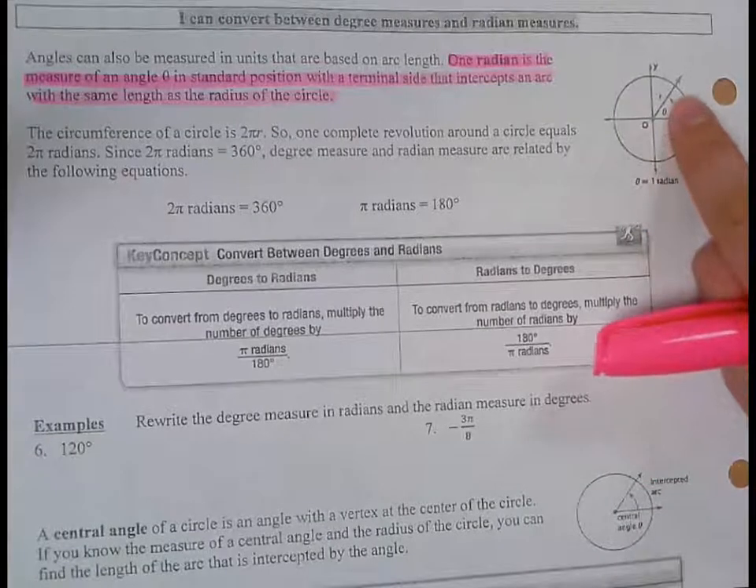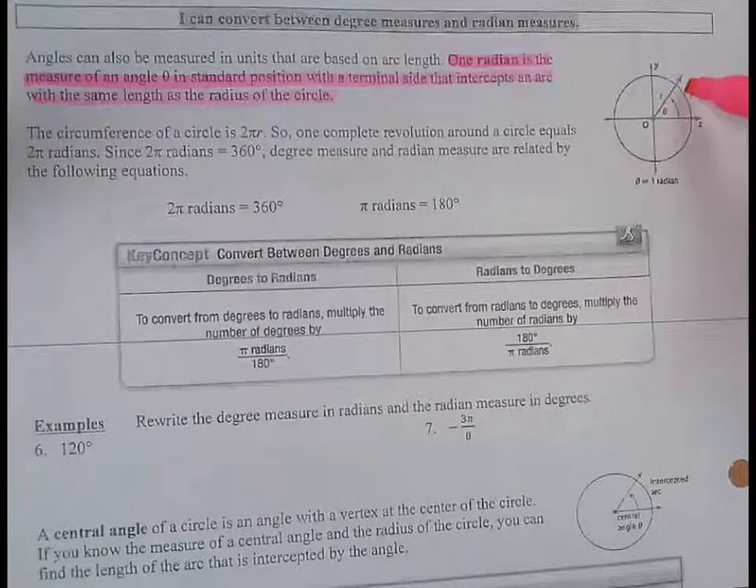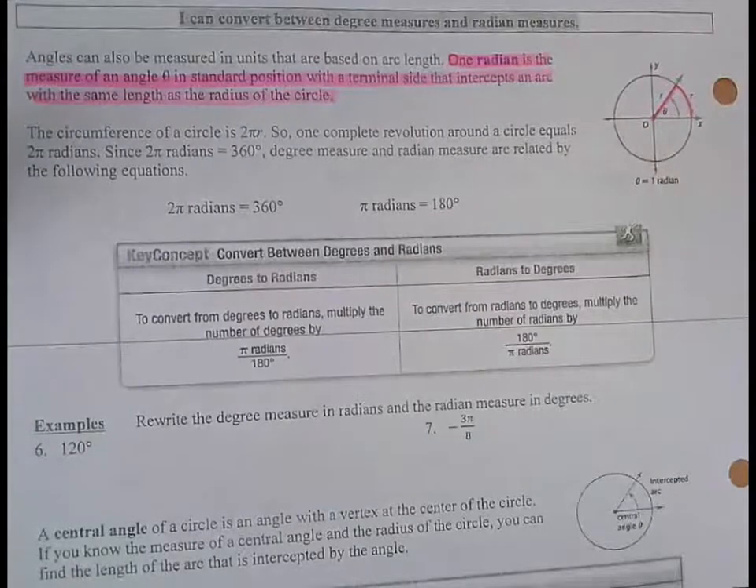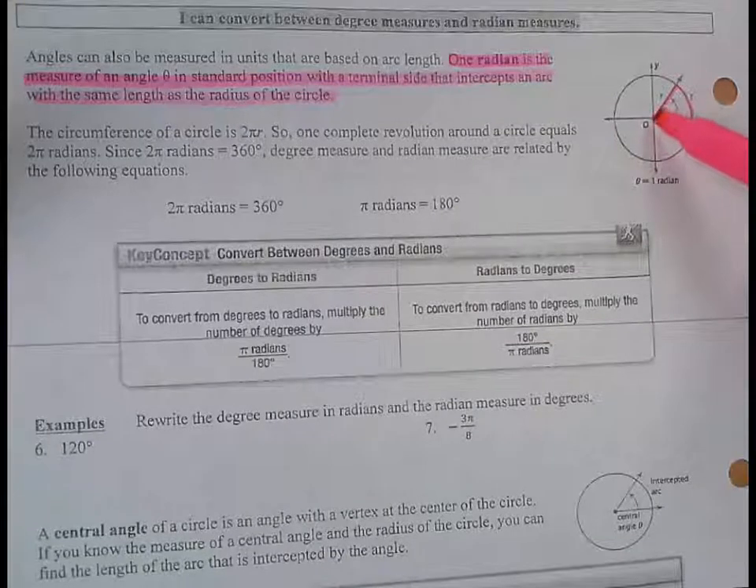And it's the measure of the angle theta in standard position when the terminal side intercepts an arc that has the same length as the radius. So notice in this diagram, the radius length is r, the arc length is r. So that angle then, when the radius intercepts the arc so that the arc length is the same length as the radius, that angle is called a radian. So that's how it's defined.